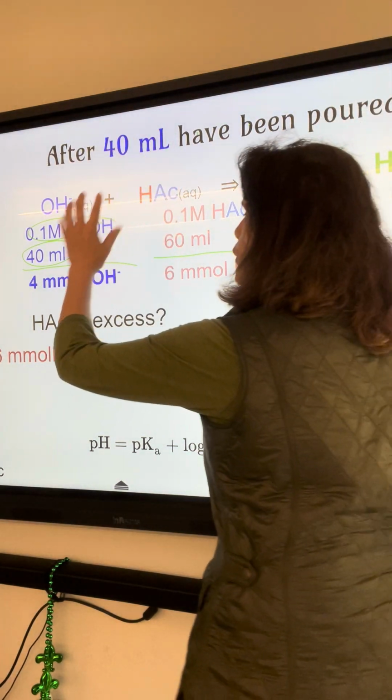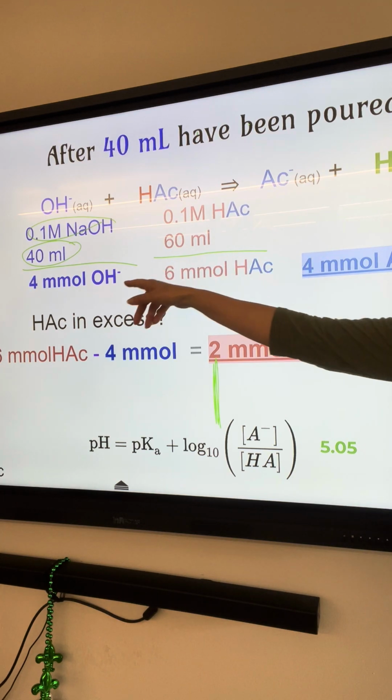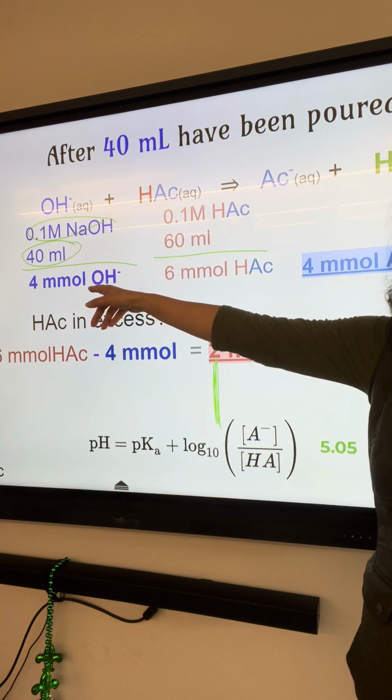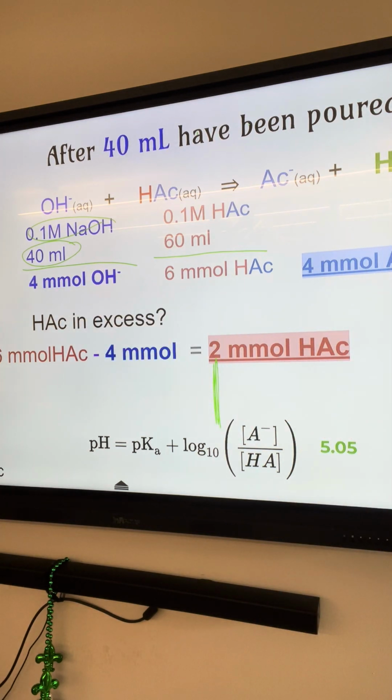You drop 4 OHs, so how many AC minus do I have if I drop 4 OHs? 4, because every OH leaves behind an AC minus. I subtract them, I get the acid. Acid goes over here, base goes over here. And when you do this, hopefully you get 5.05.